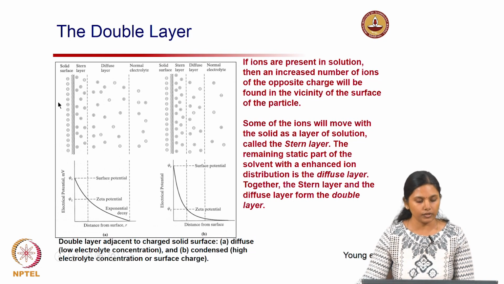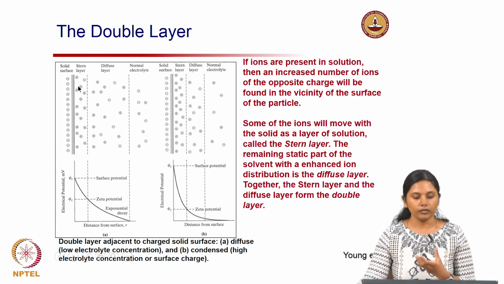First we have a surface layer with some ions on it, and then the Stern layer, which is the adherent layer, followed by a diffuse layer, and the Stern layer and the diffuse layer together form the double layer, and then we have a normal electrolyte.